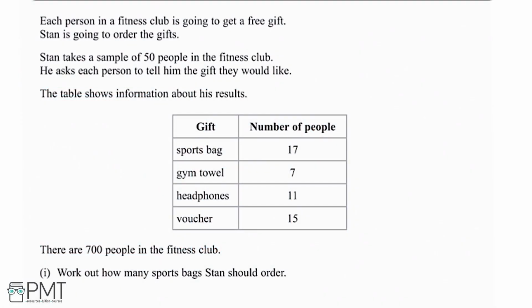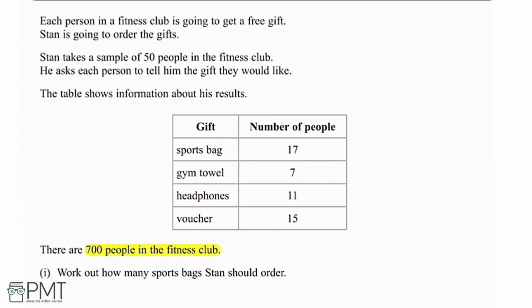Each person in a fitness club is going to get a free gift. Stan is going to order the gifts, and Stan takes a sample of 50 people in the fitness club and asks each person to tell him the gift they would like. The table shows information about his results. And we're also told that in total there are 700 people in the fitness club. So in part 1 we need to work out how many sports bags Stan should order.